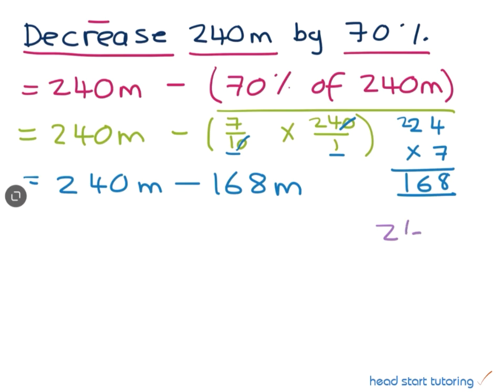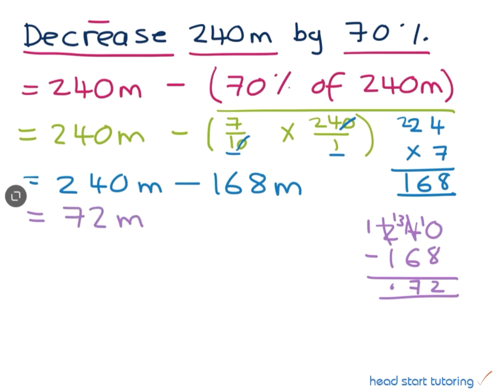So let's work that out on the side. 240 minus 168. 0 minus 8 we cannot do, so we borrow from our 4 to get 3. Take our 1 over. 10 minus 8 is 2. 3 minus 6 we cannot do, we borrow from our 2. And we carry our 1 over. 13 minus 6 is 7. 1 minus 1 is 0. So we end up with an answer of 72 meters. So decreasing 240 meters by 70% will give us an answer of 72 meters.